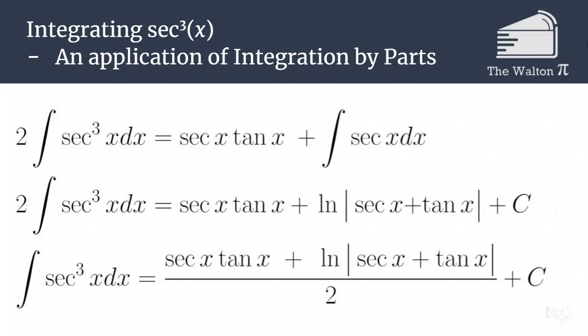This technique will also work if you have something like tangent squared x times secant x, or a bunch of other different things. Basically, try integration by parts. If u substitutions aren't working for any of the things that you're trying, integration by parts might work out.